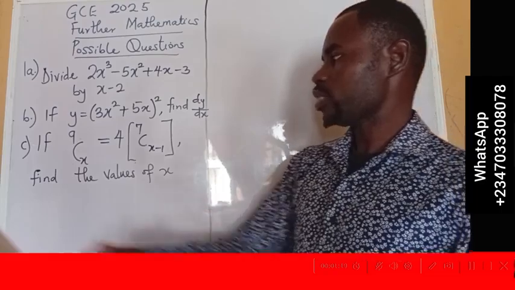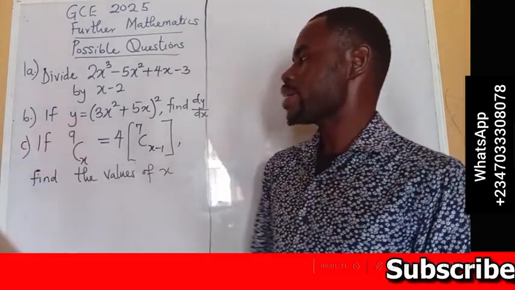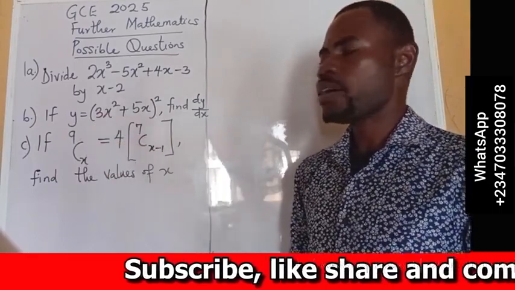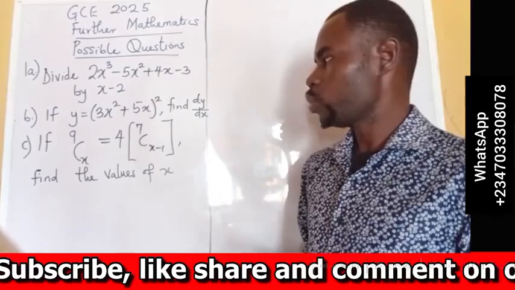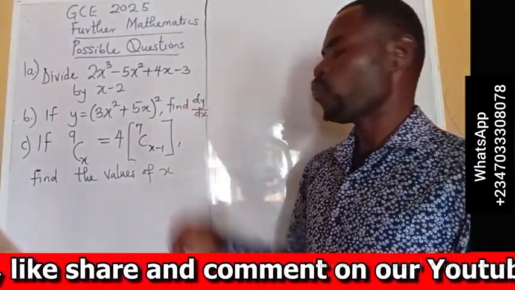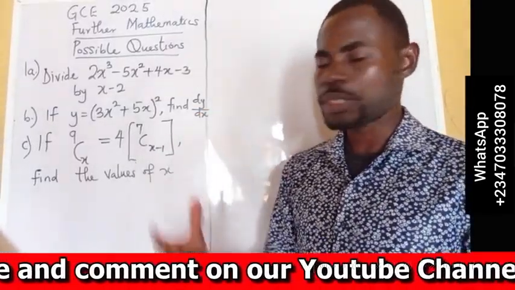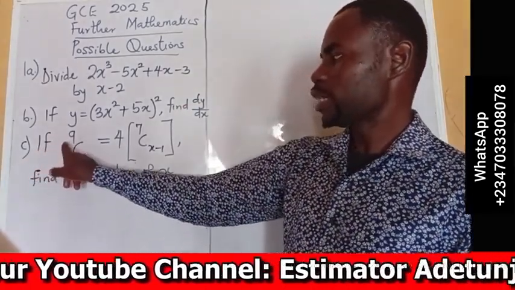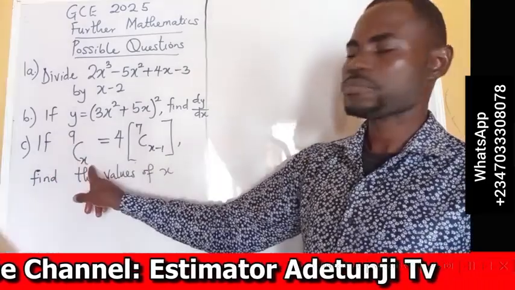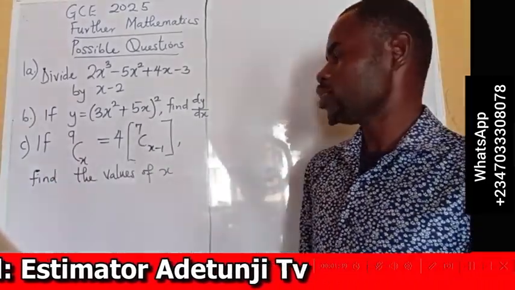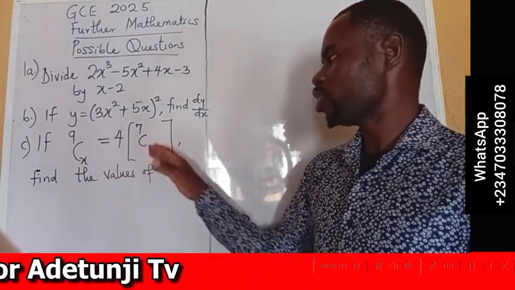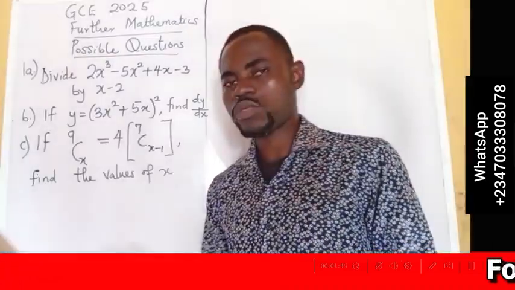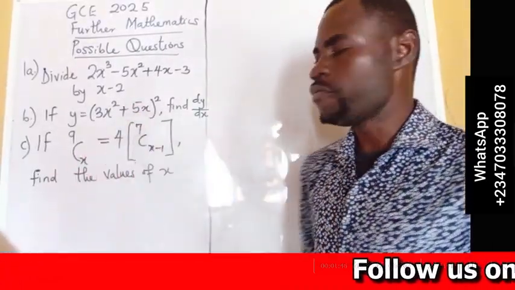And the second one, 1B: if y equals open bracket 3x squared plus 5x close bracket squared, find dy/dx, that is, we should differentiate. And the third one, 1C: if 9 combination x is equal to 4 open bracket 7 combination x minus 1, find the value of x. These are the questions we are going to solve in this video.